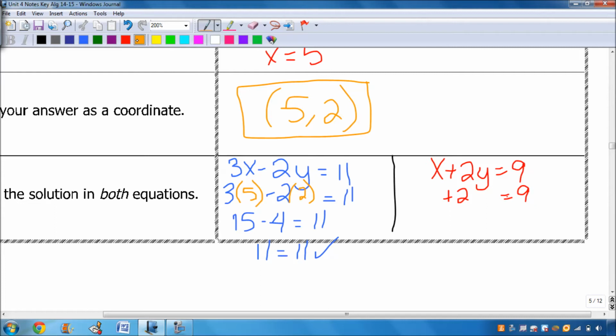So right here, this is going to be a 2, and this is going to be a 5. So then when I add it all together, I get 5 plus 4 equals 9. 9 equals 9, and now I am good to go.